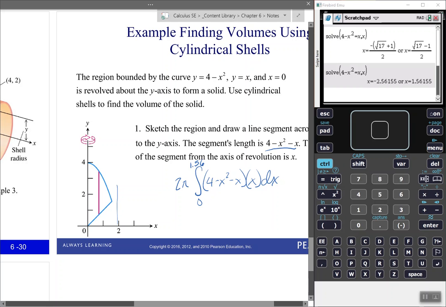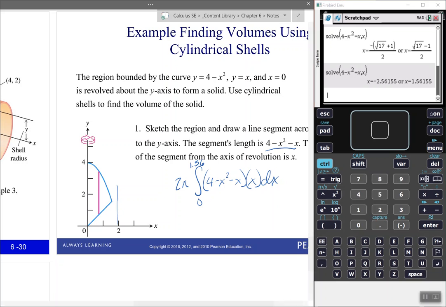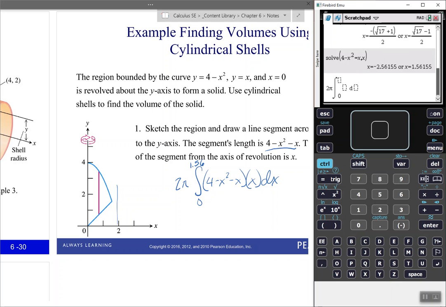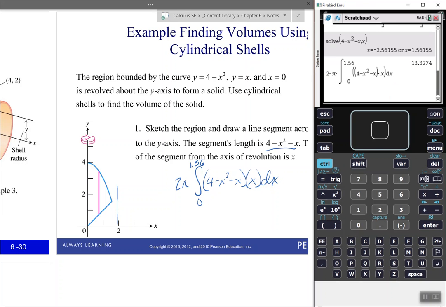So hopefully you got that set up. You might not have had that number on the top if you had like 2 or 1.5. Close, as long as you have the rest of it, you're in good shape. Okay, so let's go through and see what we get for this answer. Again, it's not going to be an exact answer. It should spit us back a decimal since we have a decimal limit. 0 to 1.56, and we have 4 minus x squared minus x times x. And we get 13.33.